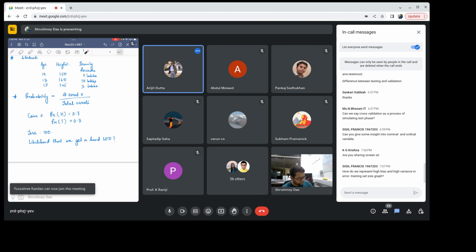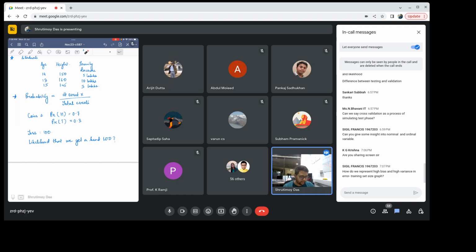So for the first toss we have a 0.7 chance of getting a head. Similarly for the second one we have a 0.7 chance. So after 100 tosses, what do you get? Is it a head or is it a tail? So what is the likelihood of getting a head? What is the likelihood of getting a tail?